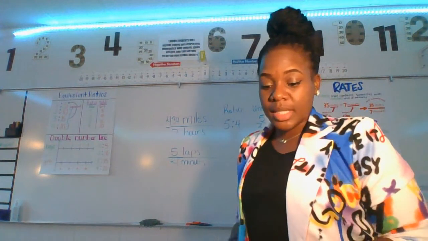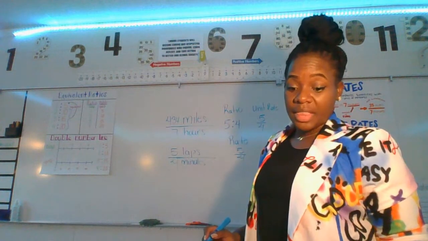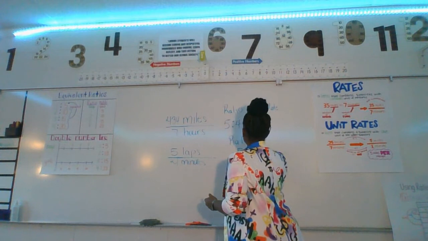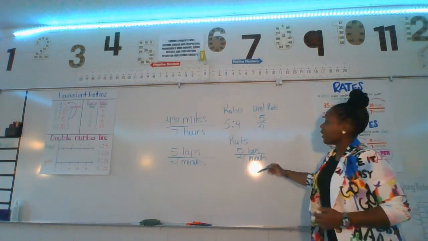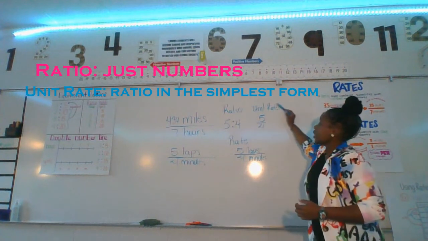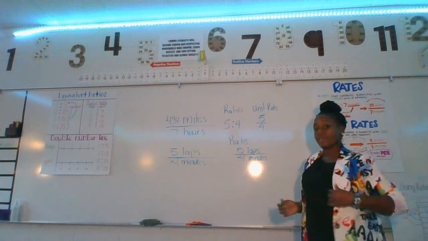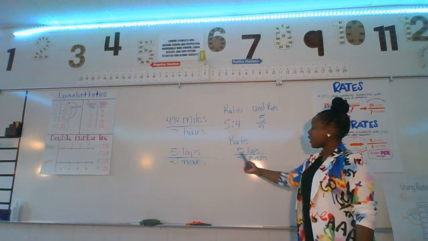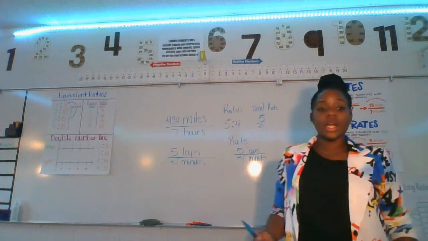The next part says write the rate. You use the ratio that they gave you and then put the words along with it. Now we see the difference between the 3. The ratio is just the number, right? The unit rate is written in the form of a fraction, the smallest that fraction would be. The rate is actually using the words. What are we talking about? 5 laps compared to 4 minutes.